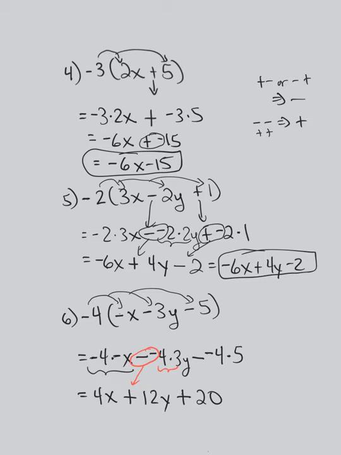Whenever you distribute a positive, like in examples 1 through 3, you might want to scroll back and see that. Whenever you distribute a positive number, the signs stay the same. The sign pattern stays the same from the parentheses to the answer. Whenever you distribute a negative, then the sign pattern inside the parentheses reverses in the answer.